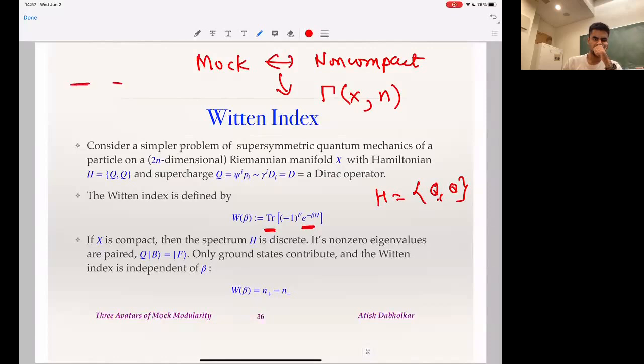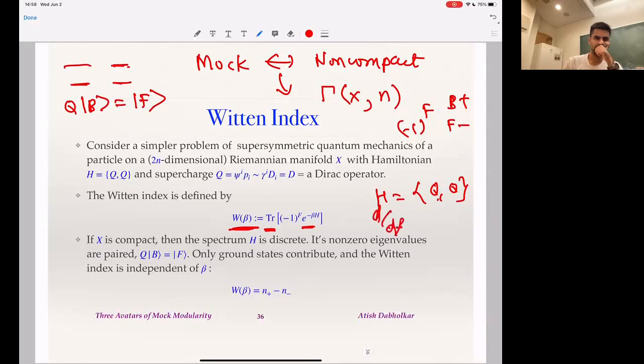And again, with (-1)^F, for bosons it is positive, and for fermions it is negative. And you can show that bosons and fermions are related because Q acting on a boson gives you a fermion. So unless Q annihilates the states, they are always paired. So you can show that generically, if the target manifold is compact, so if you have a supersymmetric particle moving on, say, K3, then this W of beta is independent of beta. So d by d beta of W of beta is 0 for a compact manifold.